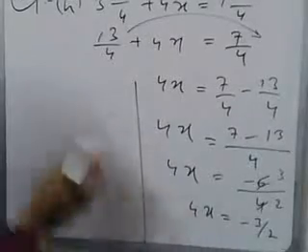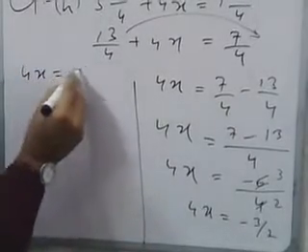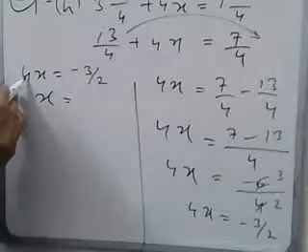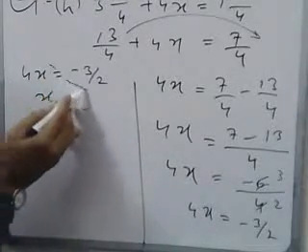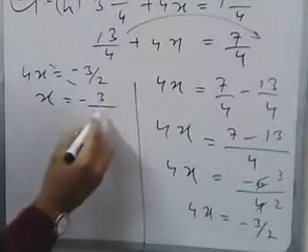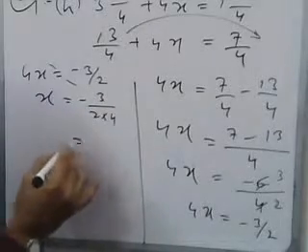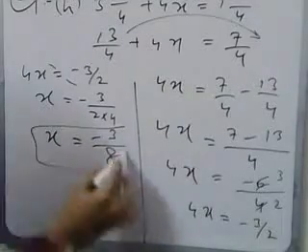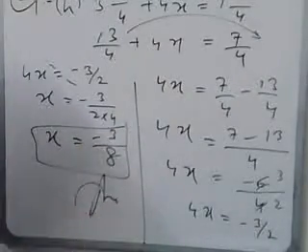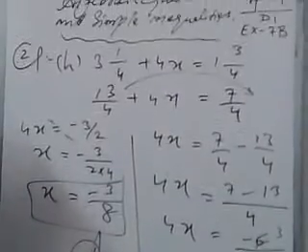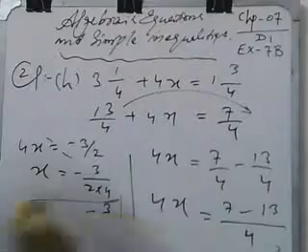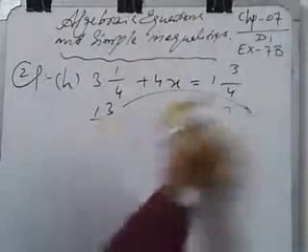You can see here, if you have 4x is equal to minus 3 by 2, what should you do? Then by using cross multiplication, we have to remove this 4. This 4 can be multiplied with this 2 multiplied by 4, so minus 3 by 8. So here is your solution. Now similarly, you can see the last part of this question.